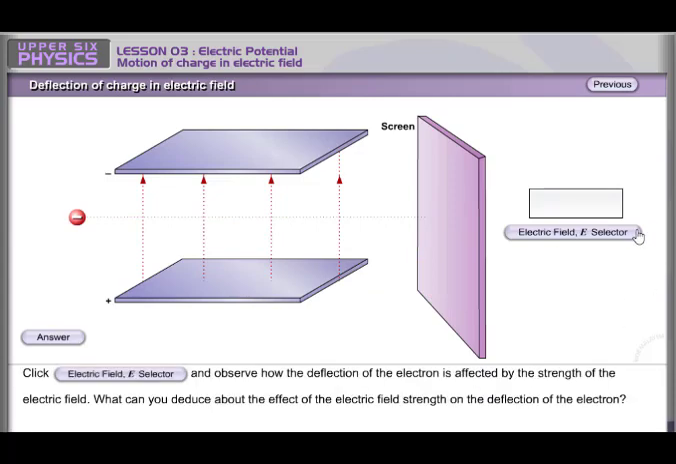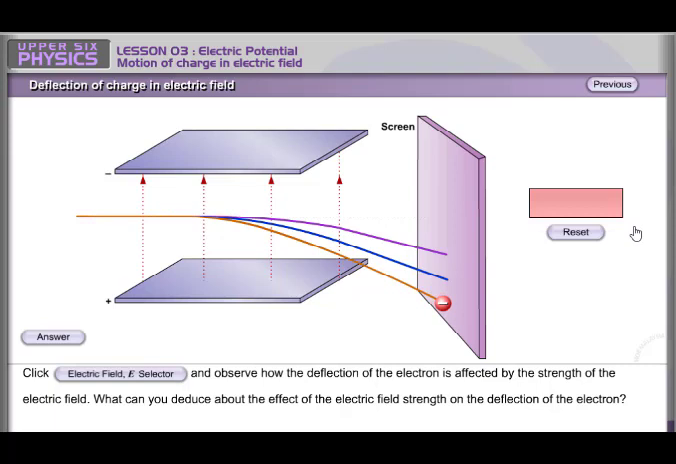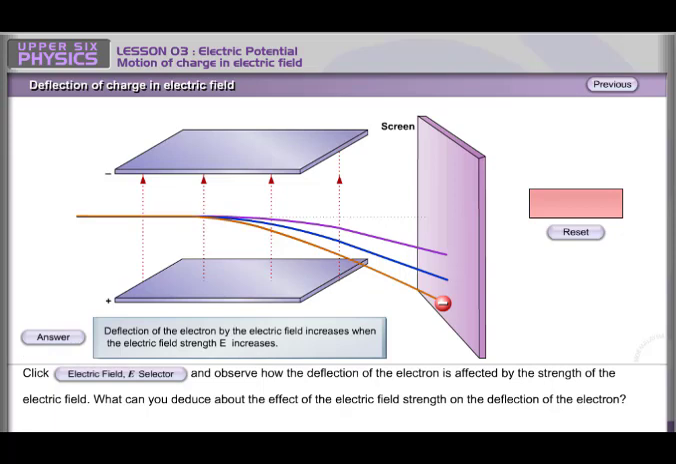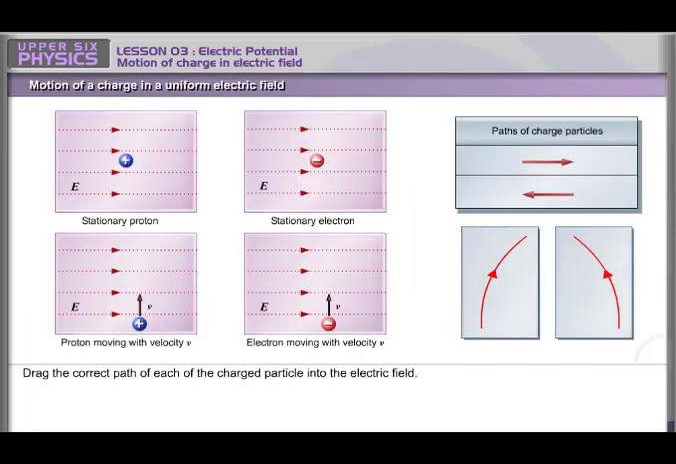Click the electric field E selector button and observe how the deflection of the electron is affected by the strength of the electric field. What can you deduce about the effect of the electric field strength on the deflection of the electron? Drag the correct path of each of the charged particles into the electric field.